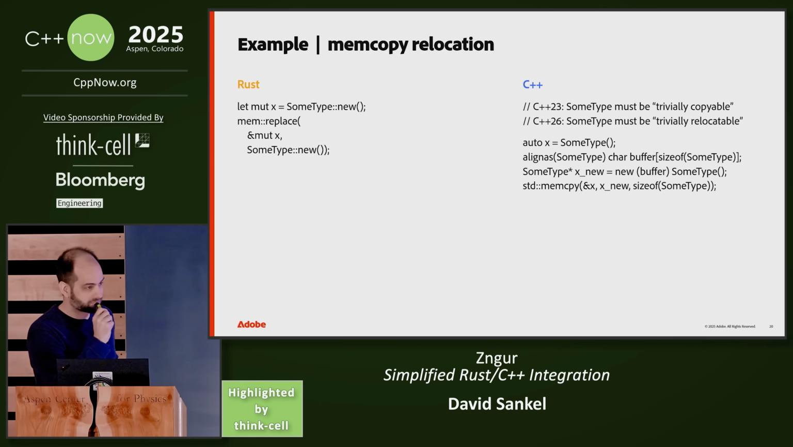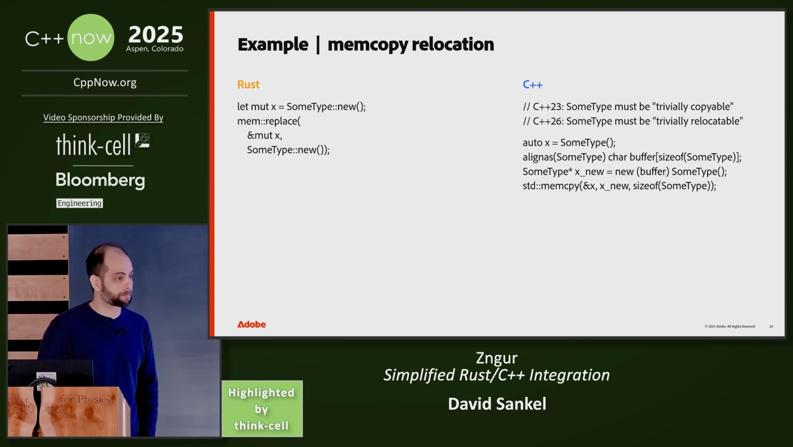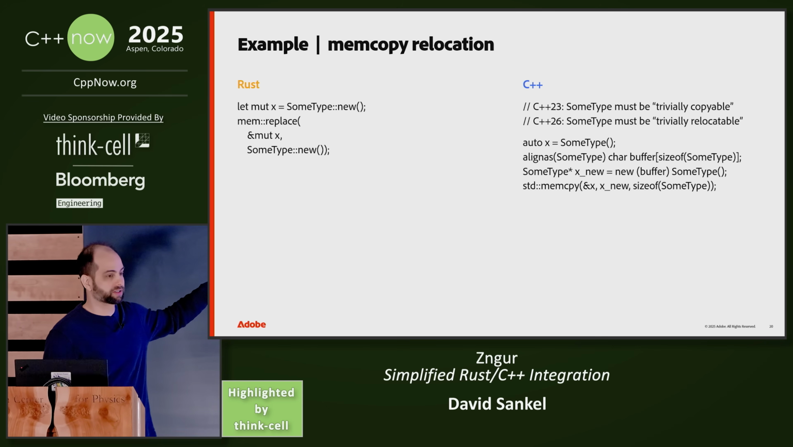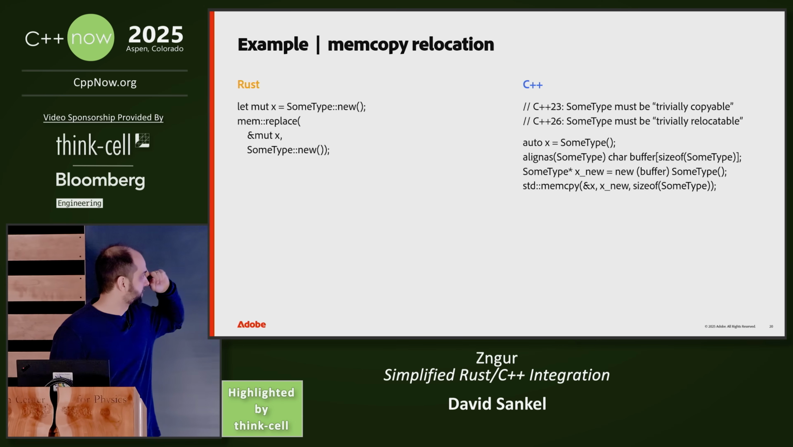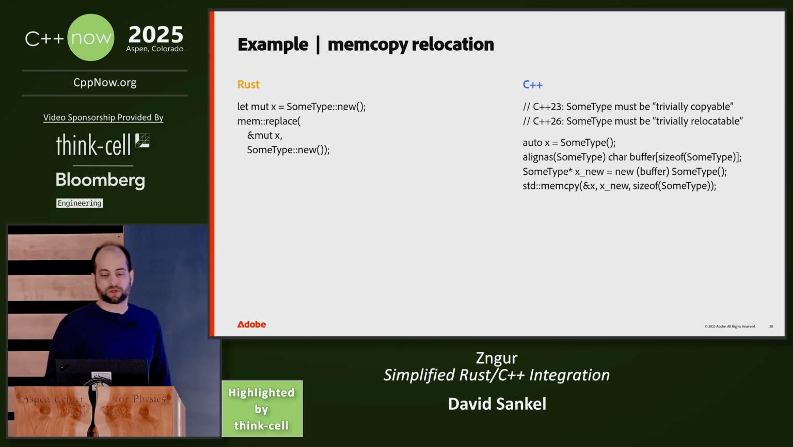This might be a trivial question, but how does this particular code interact with destructors in C++, or I think it's called drop in Rust? So mem::replace actually returns the old object. Okay. Yeah. Does C++ not do that?